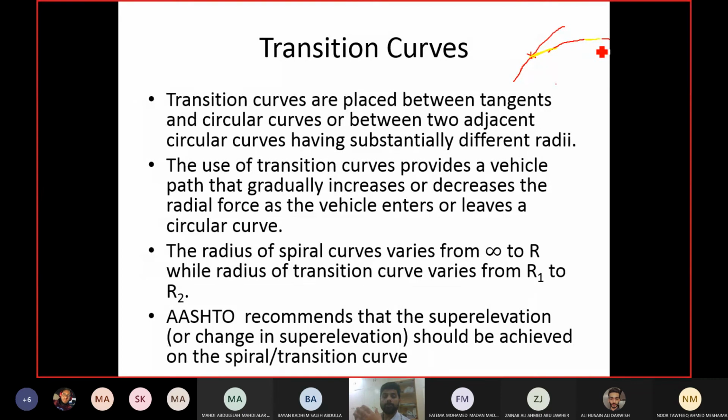Then again it can be difficult for you. So the main function of the spiral or transition curve is to provide you a gradual change in curvature. Another function is the provision of super elevation.